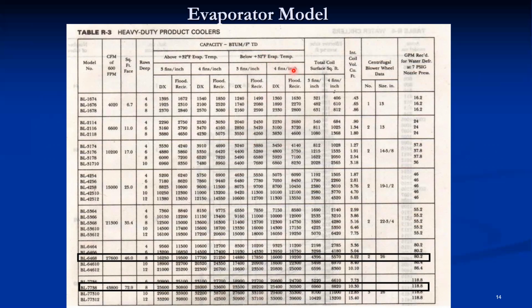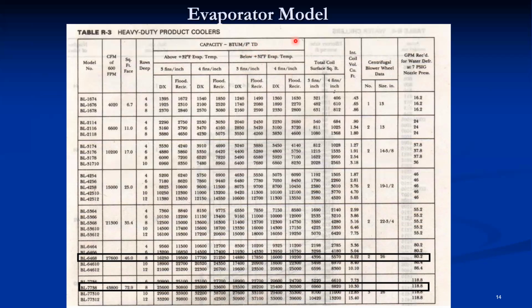So now for pre-cooling application, we want more fins per inch to get fast cooling, R22 DX type is preferred, and it is already below 32 category. So this row we have to select, and in this row the expected capacity is around 15 TR, and if we see 15 TR, it comes around 16,000 BTU per hour per degree Fahrenheit TD.